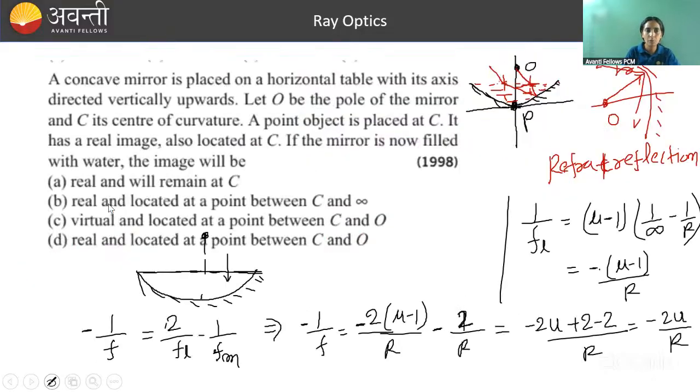You just have to look for that. Real and will remain at C? No. Real and located at a point between C and infinity.